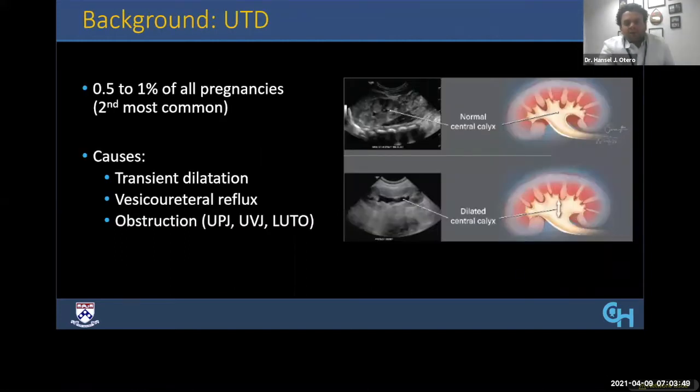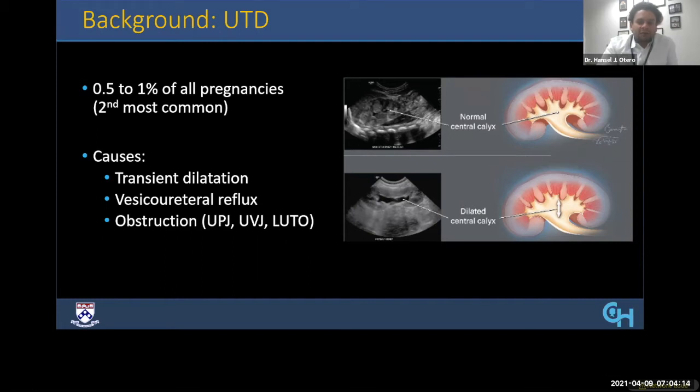As a background, UTD, urinary tract dilatation, is very common. It's present in about 0.5 to 1% of all pregnancies. Some older numbers actually said that it's 1 to 3% of all pregnancies, and it's only second to cardiac defects. So again, very common prenatally.